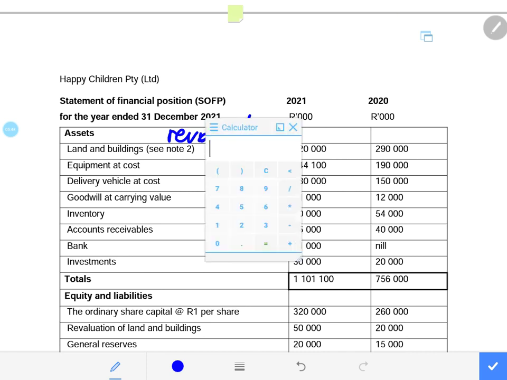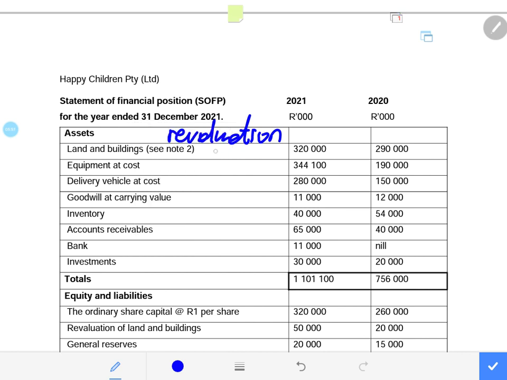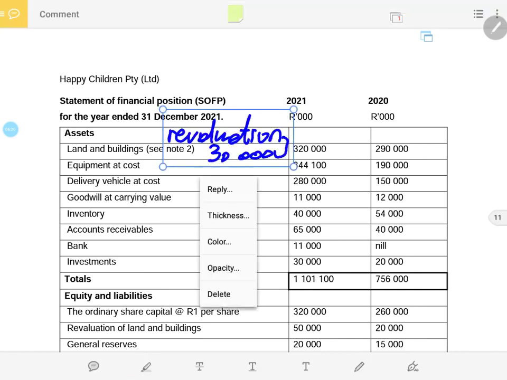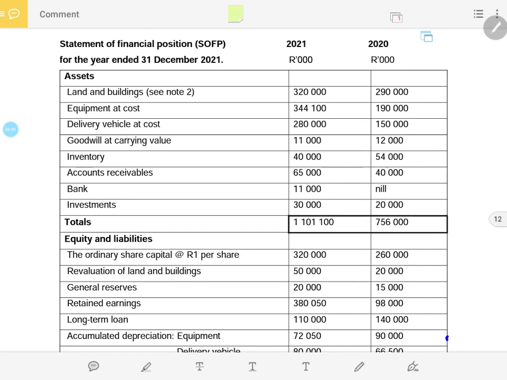So the difference between 290,000 rands and 320,000 rands gives us 30,000 rands. The 30,000 rands is the revaluation surplus. It is not a purchase of an item of land or building. That is why I added note number 2 there, because it was not stipulated whether that was a revaluation or the purchase of the land. I realize that is very important to note. So now there is no purchase of land and there is no purchase of building.